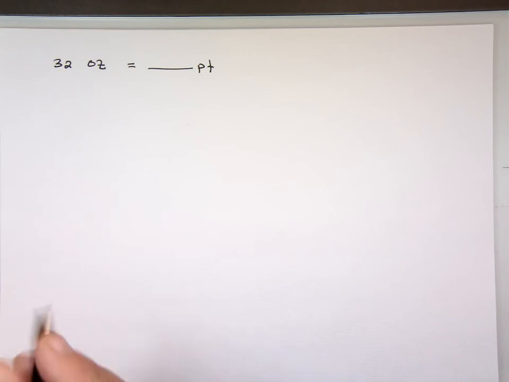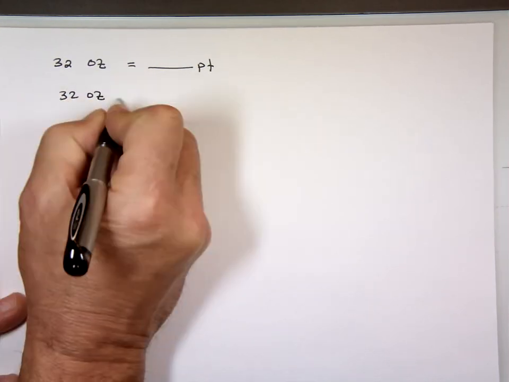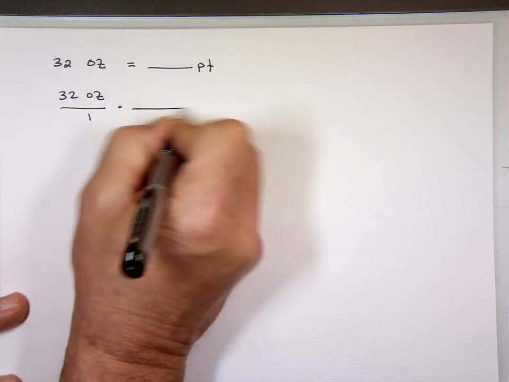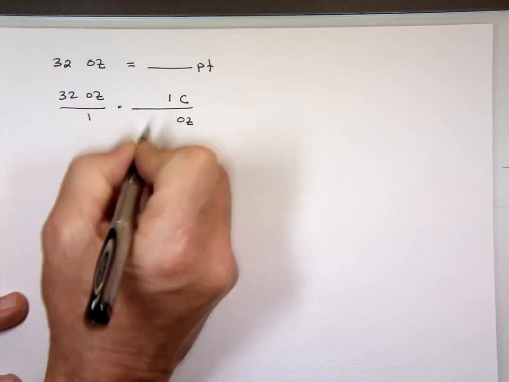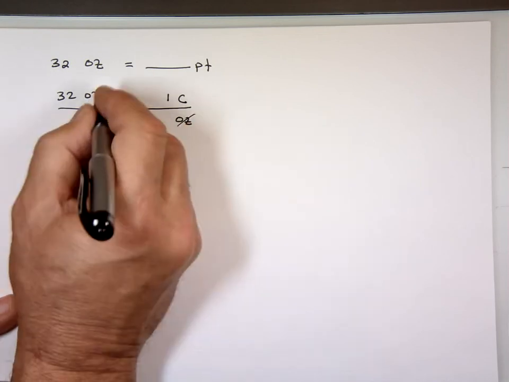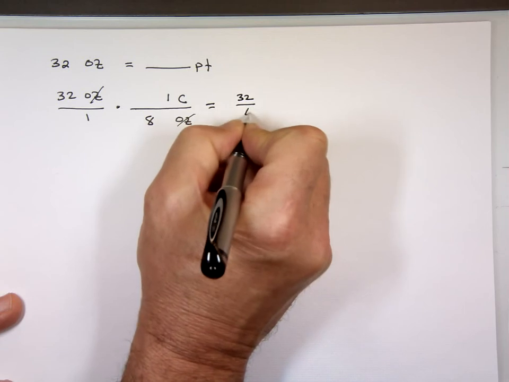So 32 ounces, that's over 1. Ounces on the bottom, cups on the top. 1 cup is how many ounces? 8. That's 32 times 1, 32 divided by 8, which is what? 4 cups.